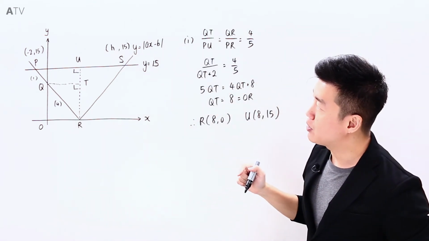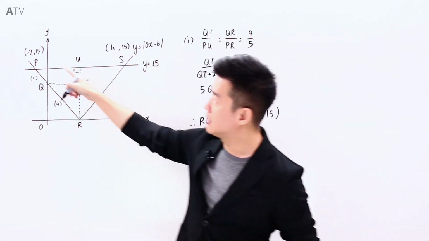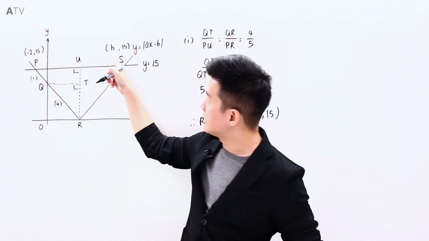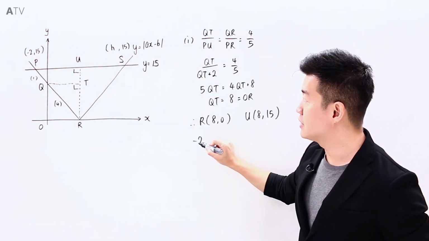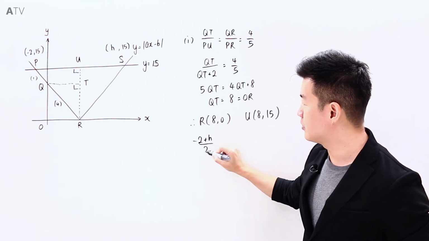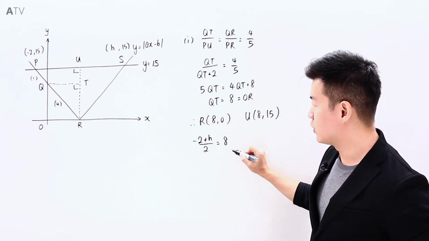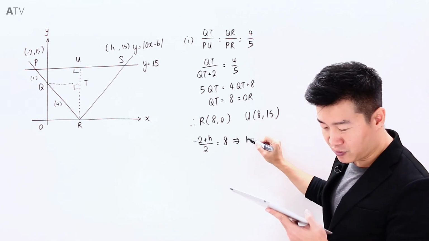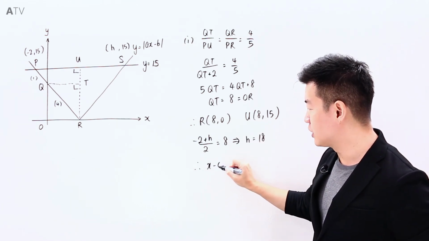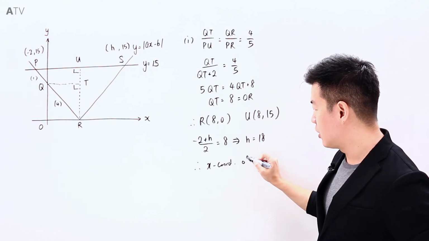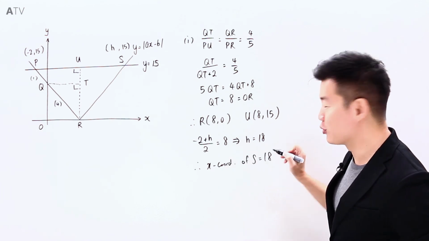So if U is the midpoint of P and S, taking the x-coordinate of this plus the x-coordinate of this, divided by 2, must be the x-coordinate of U, which means that (-2 plus h) divided by 2 must be equal to 8. This will actually help us to solve for h. H is equal to 18. Therefore, the x-coordinate of S is going to be equal to 18.